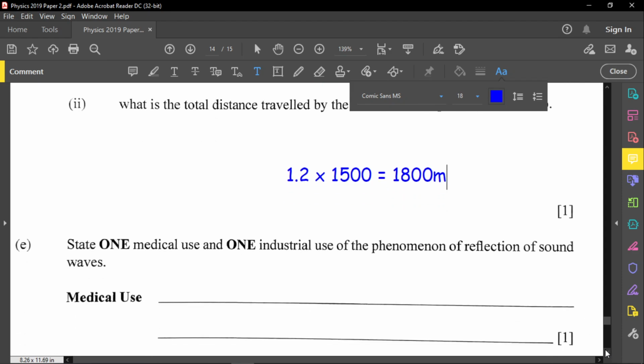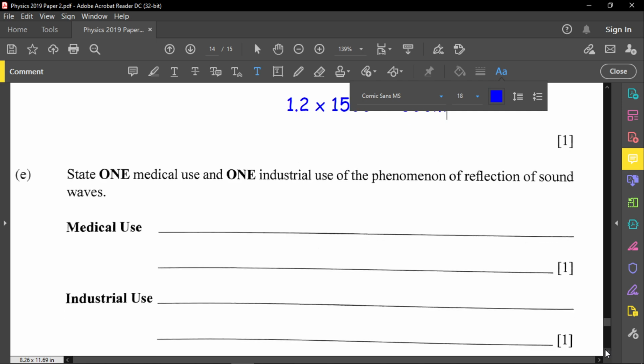So now we established that. It says state one medical use and one industrial use of the phenomenon of reflection of sound waves. So how can we use sound waves in the medical field? We can use ultrasound. Ultrasound is not the answer really; it is an application of what I'm going to talk about. As a matter of fact, we also call the procedure ultrasound as well, so I guess it could work. So I'm going to say ultrasound scanning, and I'm going to give you an example.